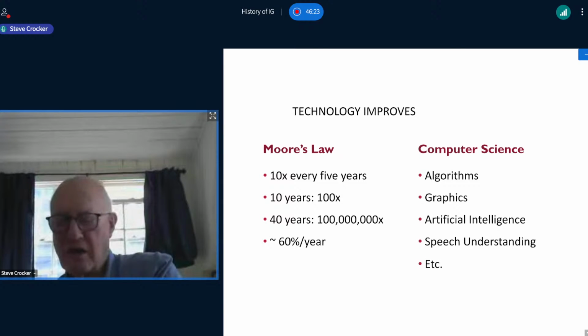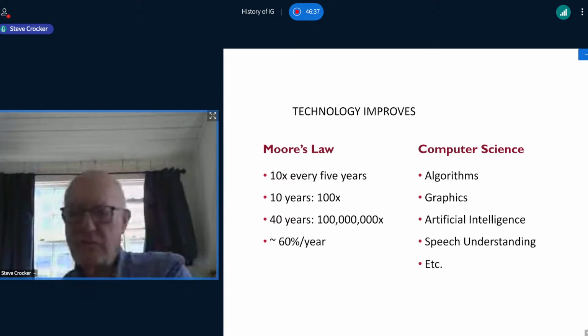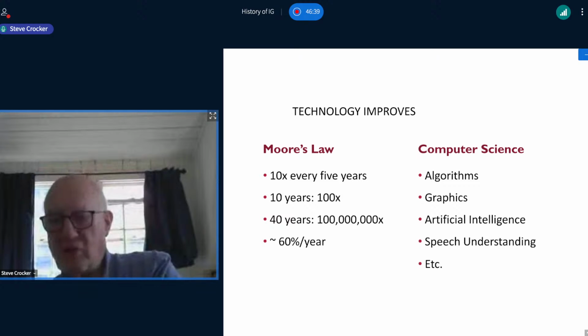Here we're getting improvements measured qualitatively differently from that. 10 years, a factor of 10 every 5 years is a factor of 100 every 10 years, and over a 40-year period is 100 million. That is an annual rate of return, if you will, of 60% per year. Try getting that on your money.